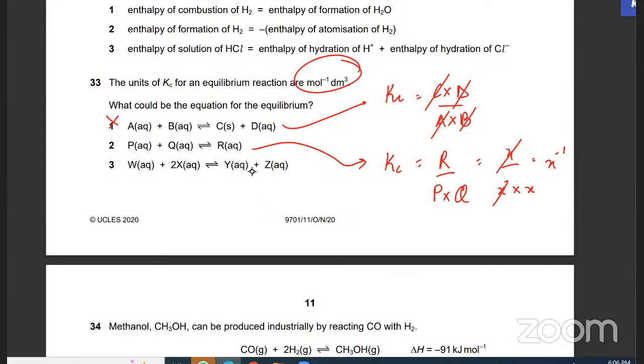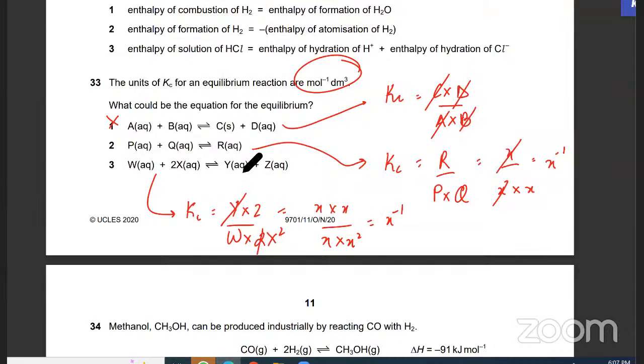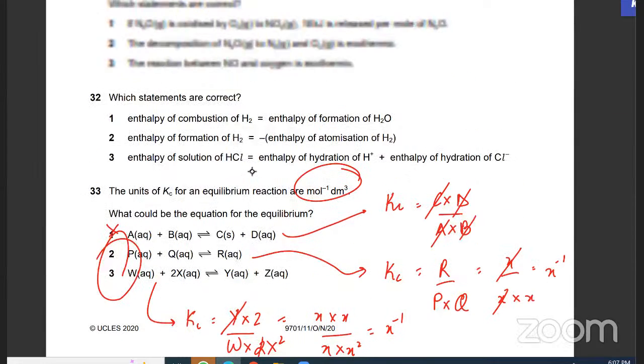What about the last one? Same case. It's going to be Kc equals Y times Z divided by W times 2X. So concentration, or we can write x times x divided by, this actually would become squared, divided by x times x squared, and you'll be left with x to the minus 1 again. So both 2 and 3 are correct.